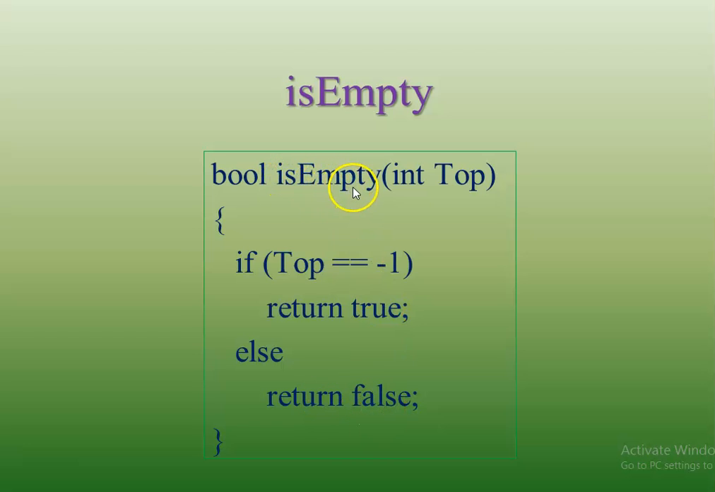So is empty is a function to check whether a stack is empty or not. If the value of top is -1, the stack is empty. In that case, this function returns a true value. Otherwise, there are some elements in the stack, at least one element, so it will be returning a false value. Therefore, this function is returning a Boolean type value.